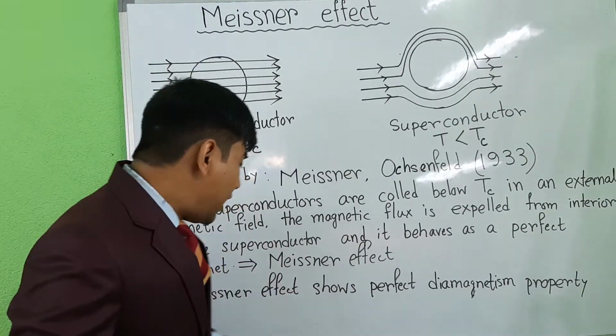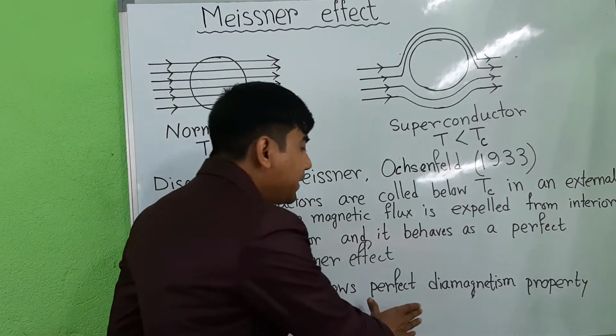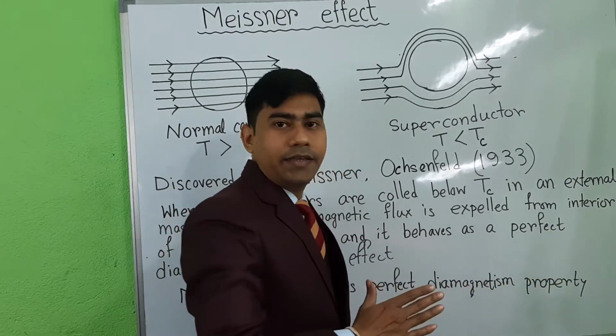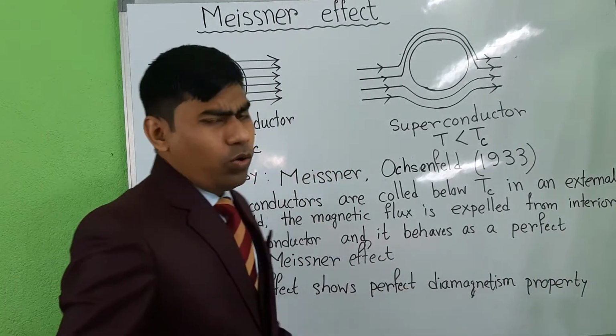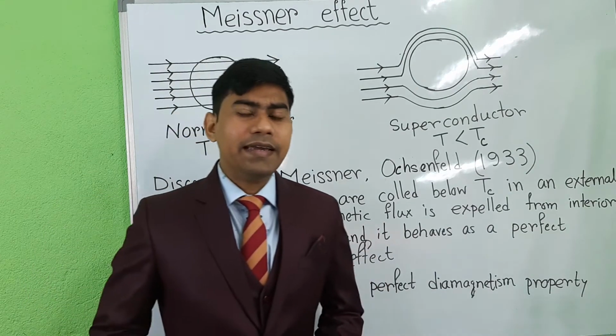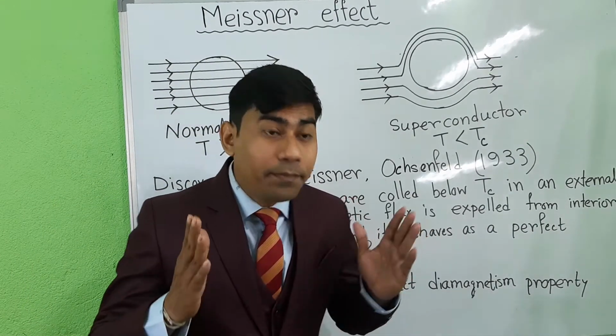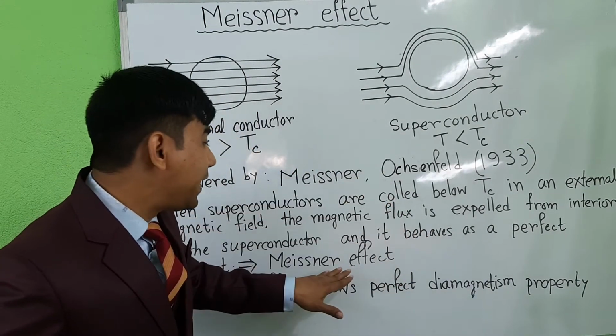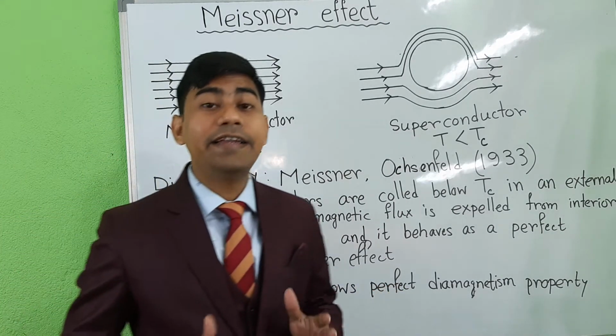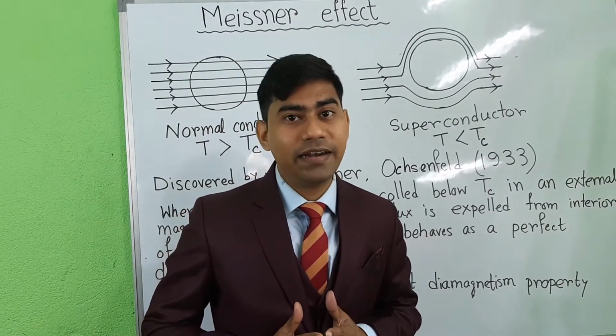So the Meissner effect shows the property of perfect diamagnetism. Now let us see mathematically how a superconductor behaves as a perfect diamagnet when it is placed in an external magnetic field.